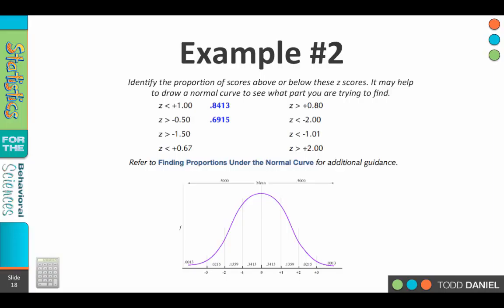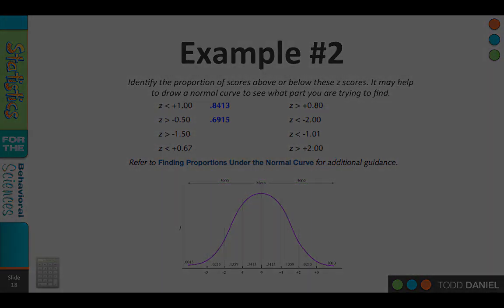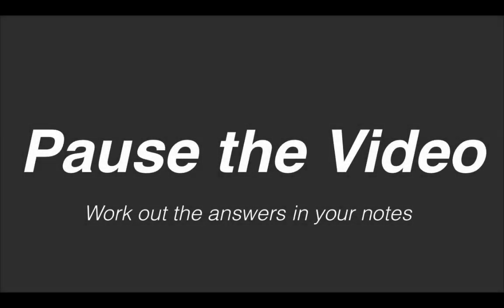This is why drawing a normal curve will make this process much easier. You will find that it is easier to visualize the portions above, below the mean, etc. if you draw a picture. Finally, I have a section in your notes called Finding Proportions Under the Normal Curve that will give you additional guidance for each of the conditions under which you might be adding or subtracting z-scores. So now it's time to practice. Pause the video and work out the answers in your notes.